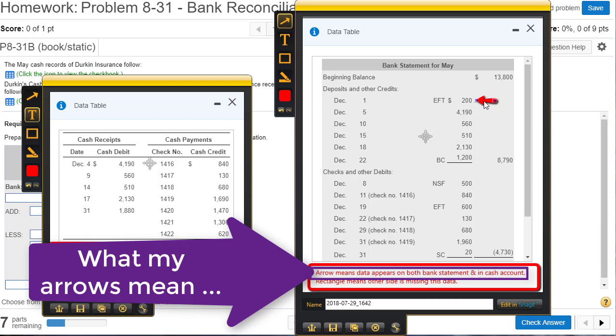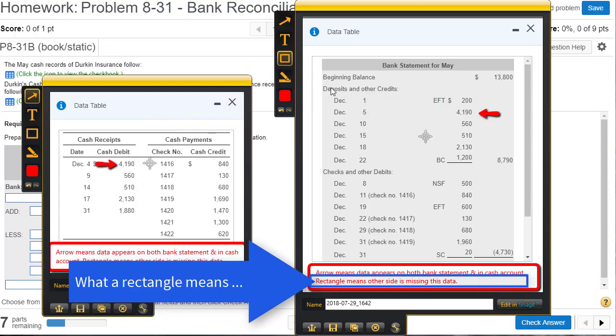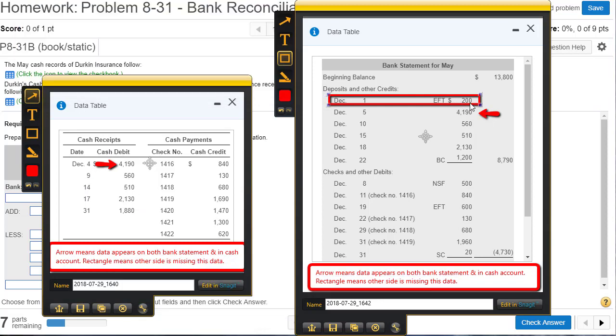So I would not check that one off because it does not appear on both, but I would check off this 4190 because it does appear in both. And if something has a rectangle on it, like this when we're done, the rectangle means the other side. So I've put a rectangle around this EFT $200 deposit. The reason I would put a rectangle around this is because the other side does not have a cash receipt of $200. Okay, so that's what these symbols mean that I'm going to be using.